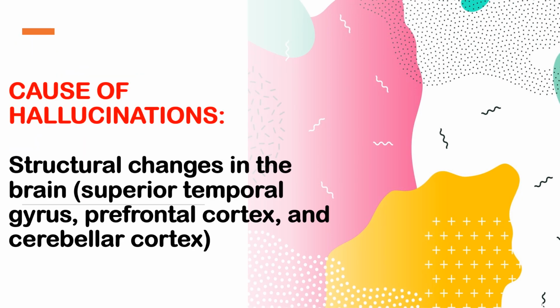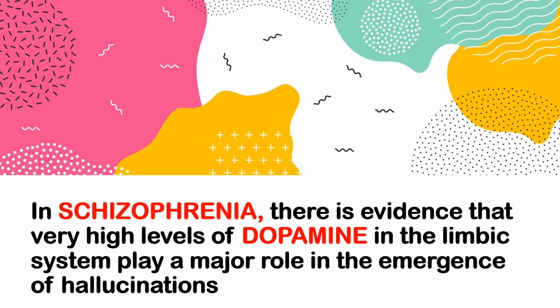Another cause of hallucinations is structural changes in the brain, particularly in the superior temporal gyrus, prefrontal cortex, and cerebellar cortex. These are demonstrated by imaging techniques. In schizophrenia, there is evidence that very high levels of dopamine in the limbic system play a major role in the emergence of hallucinations. This could be the reason why drugs that reduce dopamine are able to control the symptom. And for this reason too, the use of antipsychotic drugs is the cornerstone of the management of hallucinations. But for this video, we will be focusing simply on non-pharmacological interventions.